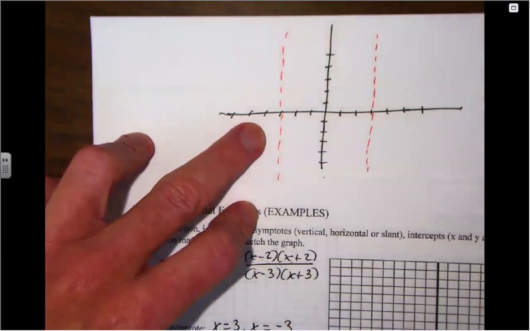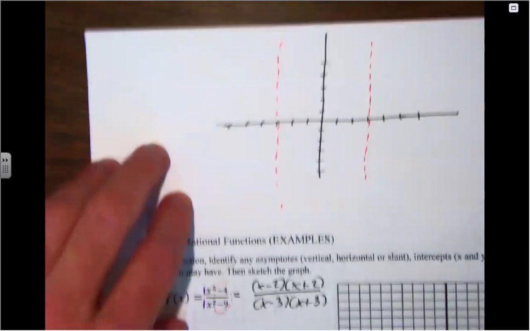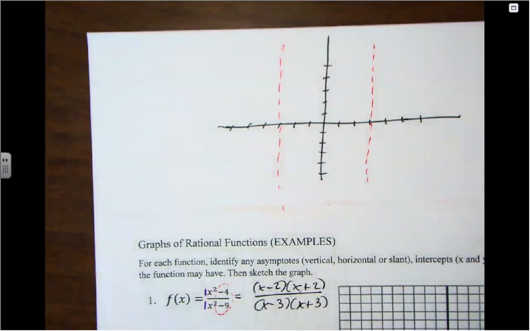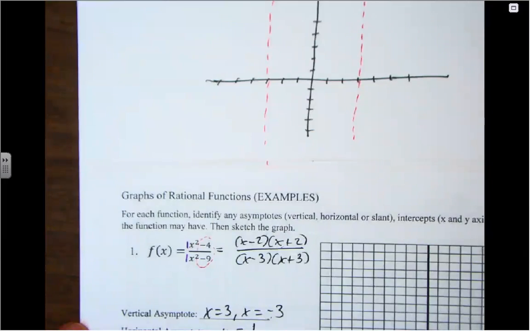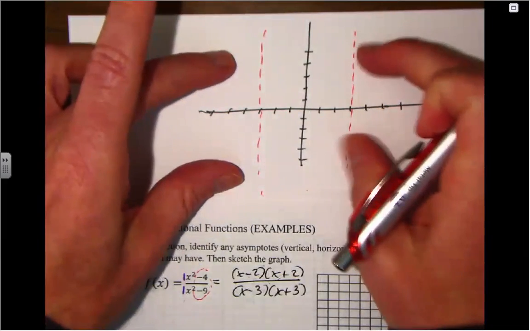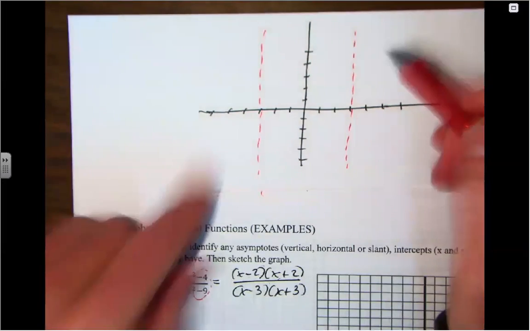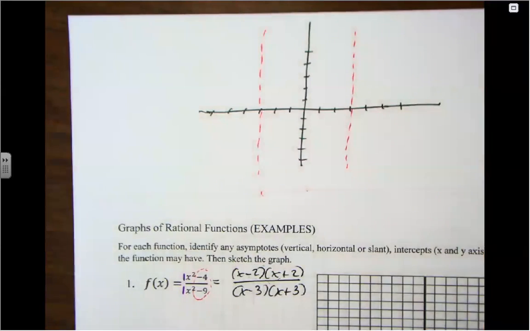If you don't have different colored pencils or pens or whatever, I don't care. I'm just doing that for illustration purposes, so it's easier to stand out. Okay. Remember, vertical asymptotes, the graphs are never going to touch those. They're going to get close to them, but never going to touch them. Horizontal asymptotes, they might cross. They might not, but they might cross. So just keep that in mind.